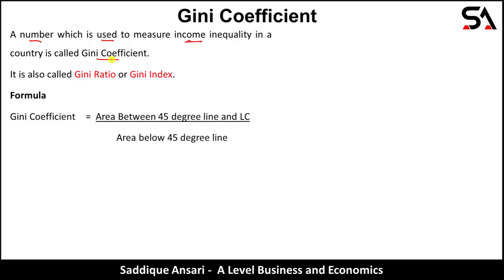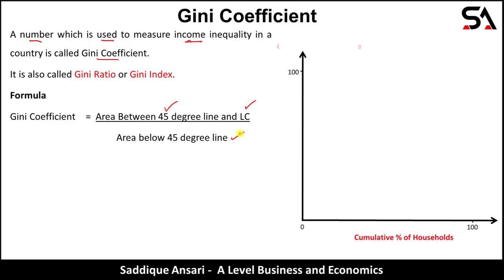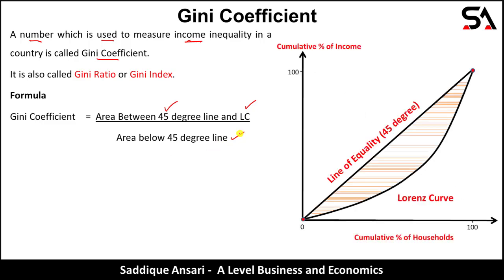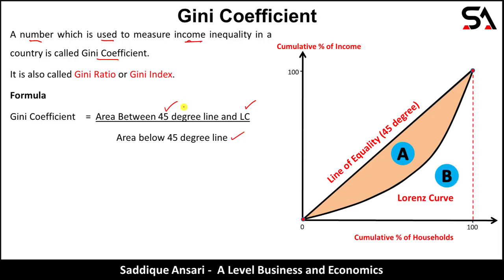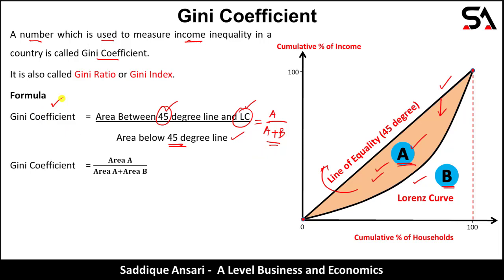The formula is area between 45-degree line and Lorenz curve divided by area below 45-degree line. So if we have Lorenz curve in front of us and we have areas A and B, then area between 45-degree line and Lorenz curve will be area A. Area below 45-degree line will be area A plus area B. So if we have numerical values of these two areas, then we can calculate the value of Gini coefficient. So area A divided by area A plus area B.